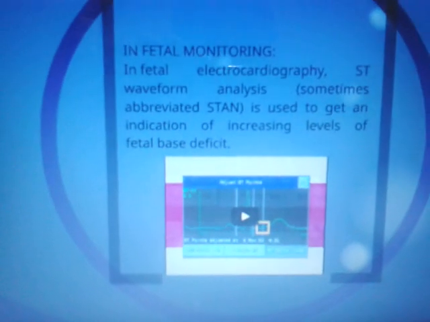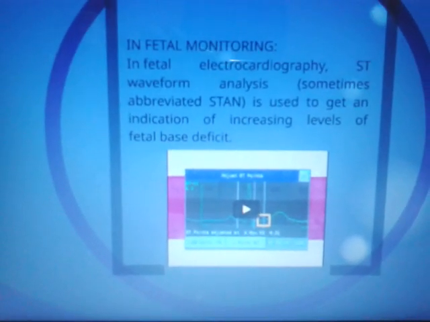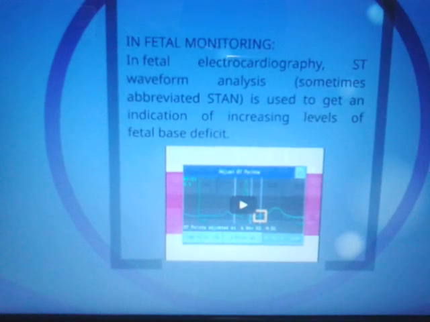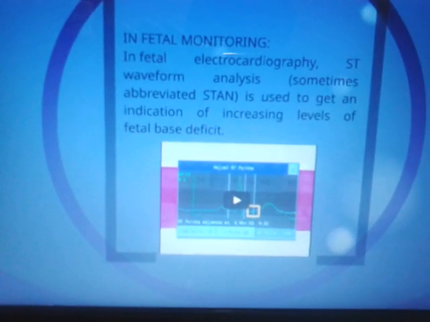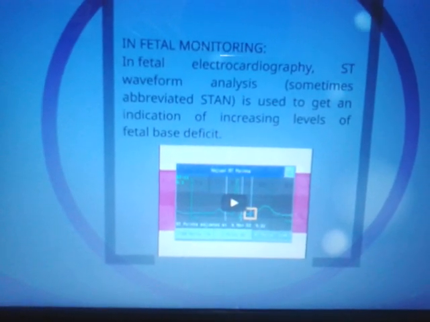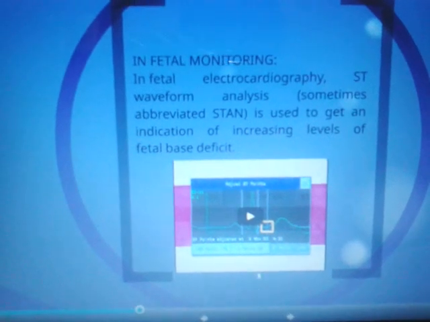In fetal monitoring, in fetal electrocardiography, ST waveform analysis is used to get an indication of increasing levels of fetal base deficit.